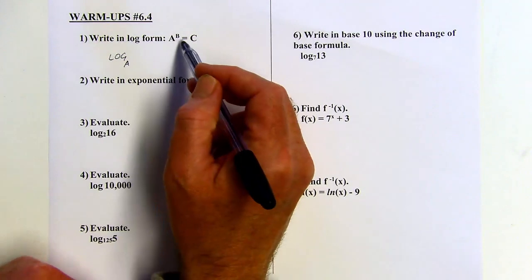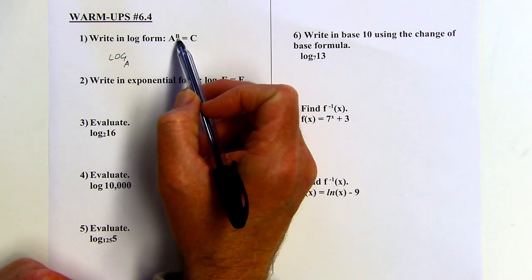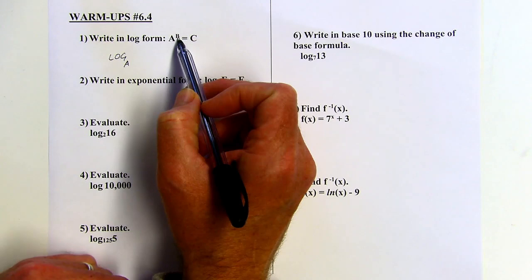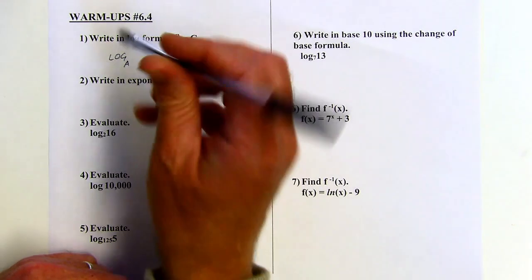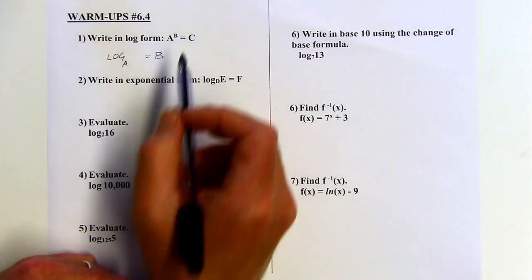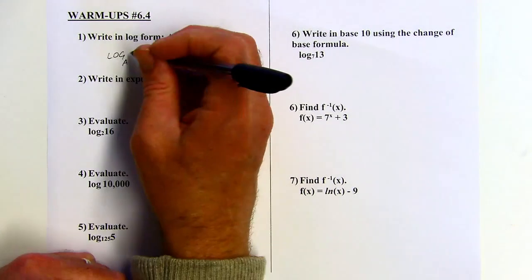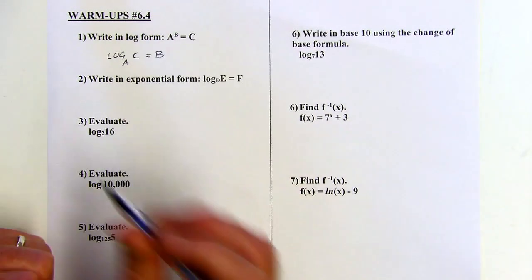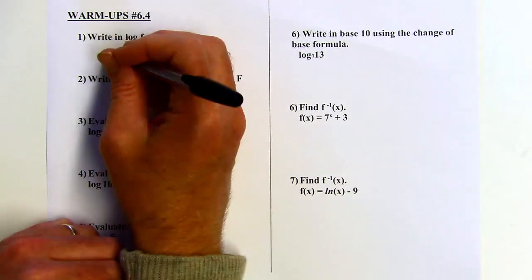And the point of log form is that it isolates exponents. So the exponent in the original equation in exponential form is going to get isolated. The b then gets isolated. So I'm going to leave this little space and I'm going to say this is going to equal b. And then the c, there's only one spot left for it. That's going to be the contents of the log, also known as the argument.